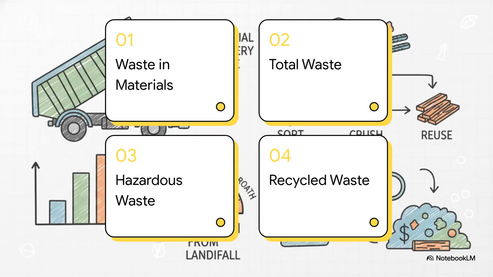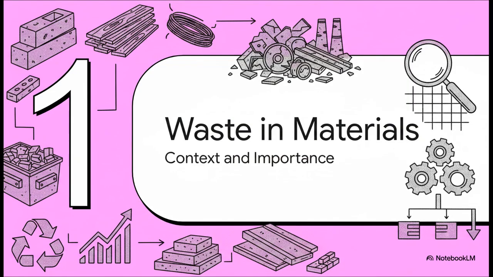To figure that out, we're going to use a categorization funnel today. We'll start with wastes in construction materials, narrow down to the total waste generated, filter through calculating hazardous waste, and finally, calculate the recycled waste. Let's kick things off with Section 1, Waste in Construction Materials.